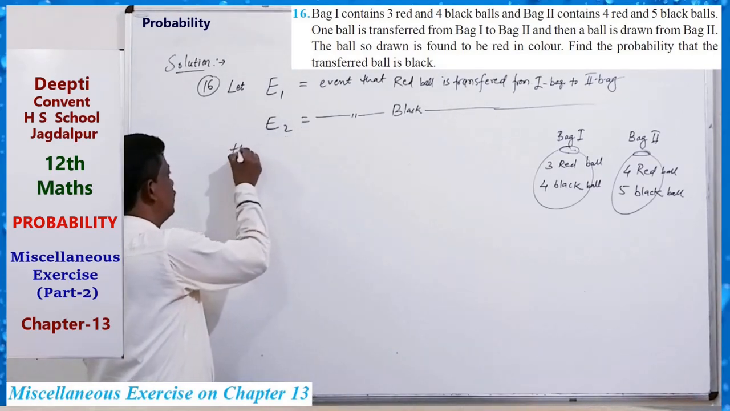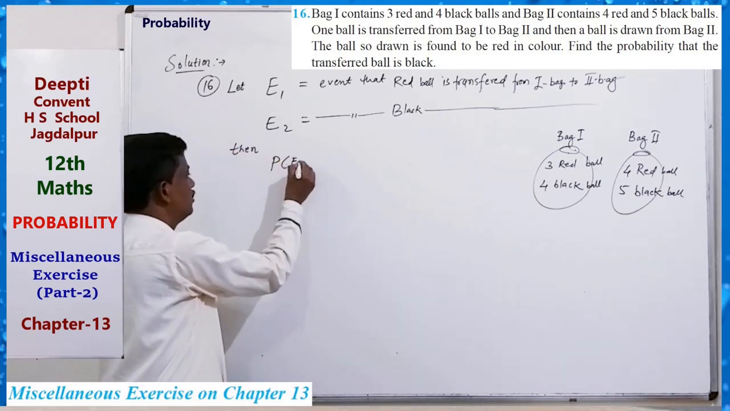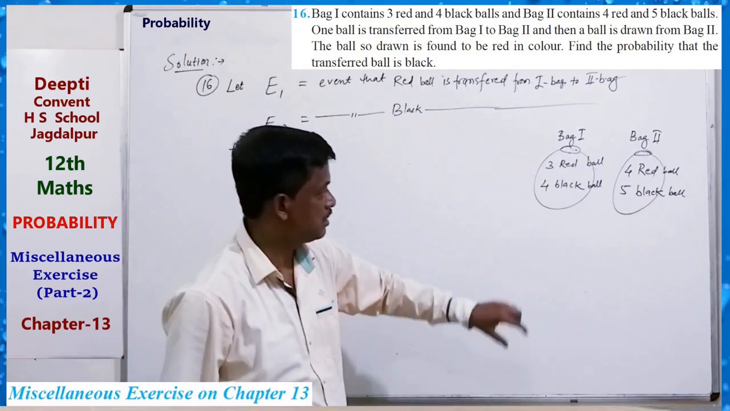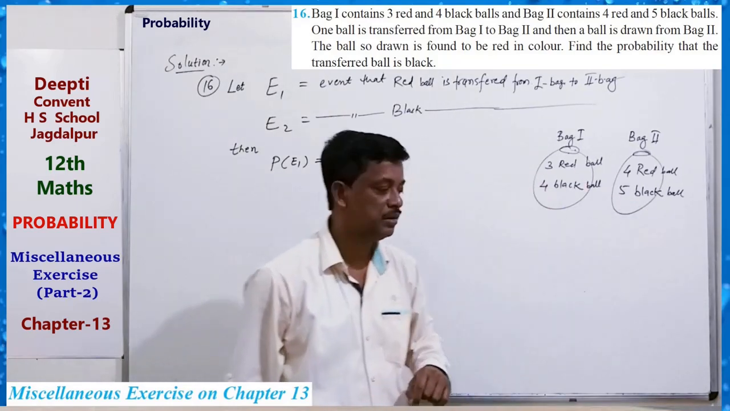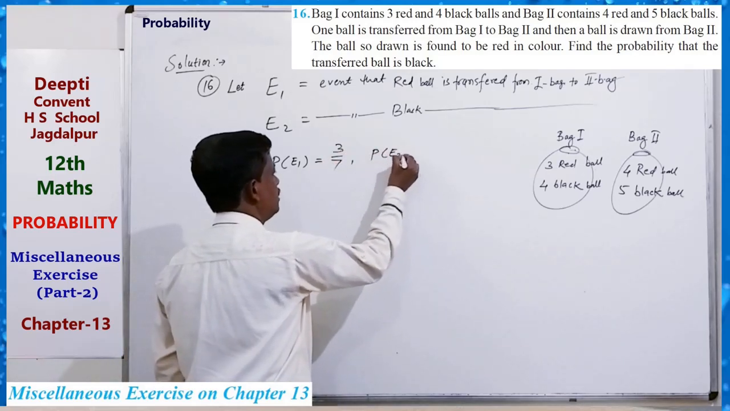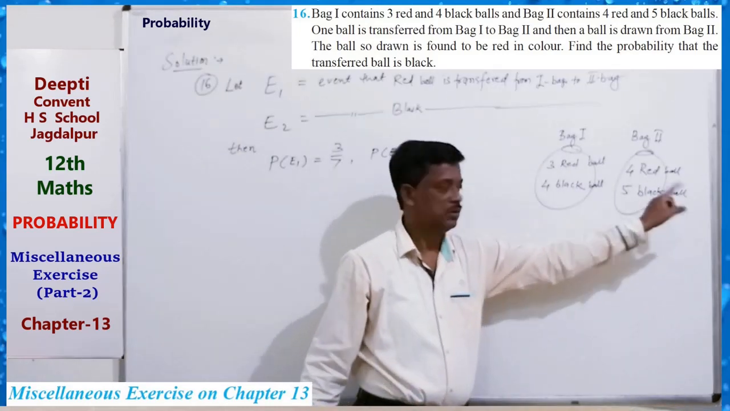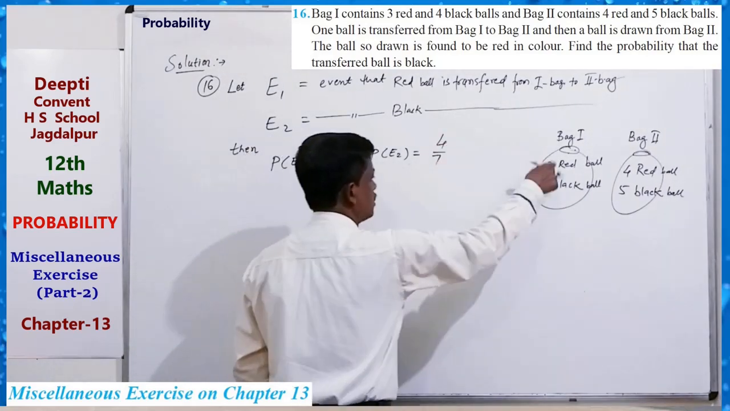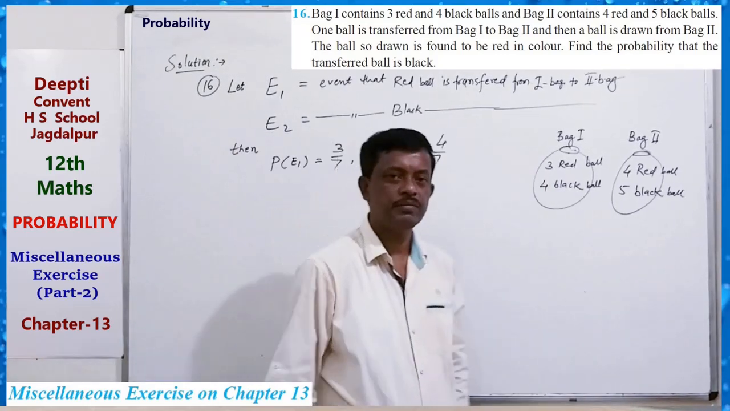Then P(E1) means a red ball is transferred from first to second, that is, selecting a red ball. So selecting a red ball, 3 by 7. And similarly P(E2), a black ball being drawn, is 4 by 7. The total is 7. So 3 by 7 and 4 by 7 are the probabilities of selecting and transferring a red ball and a black ball.